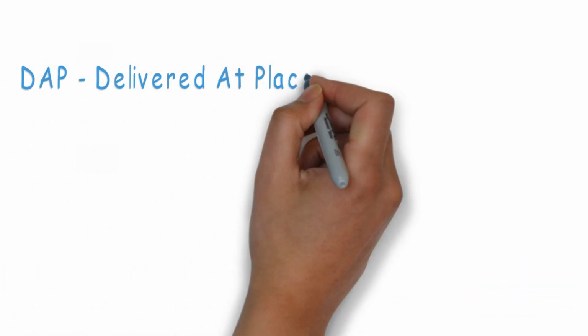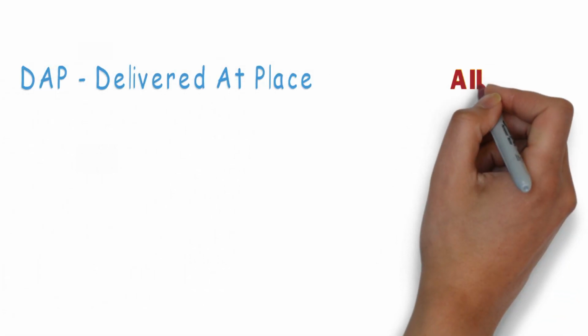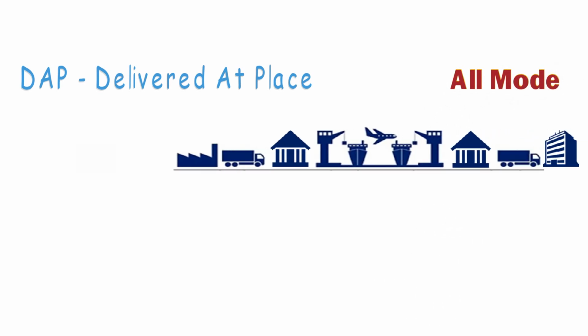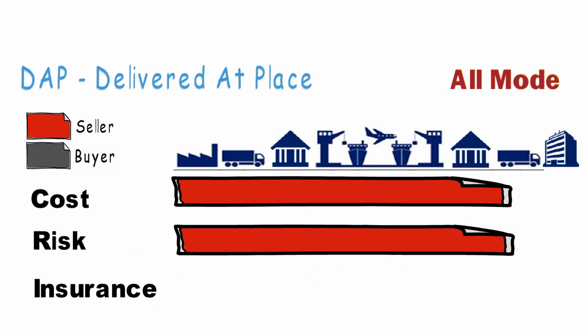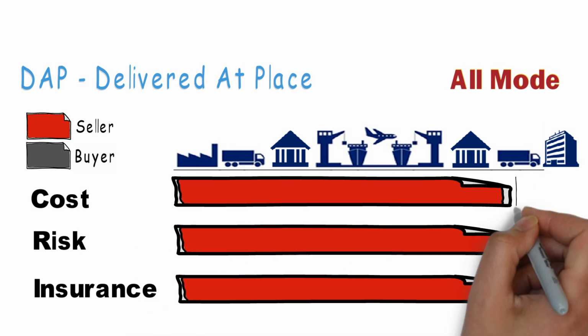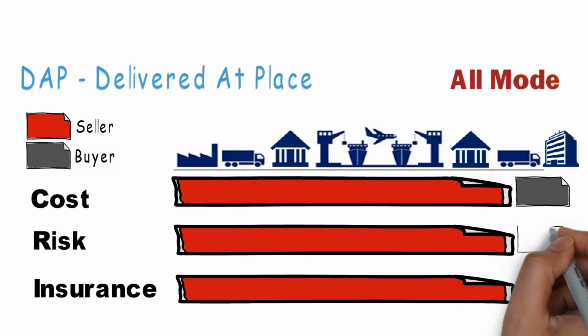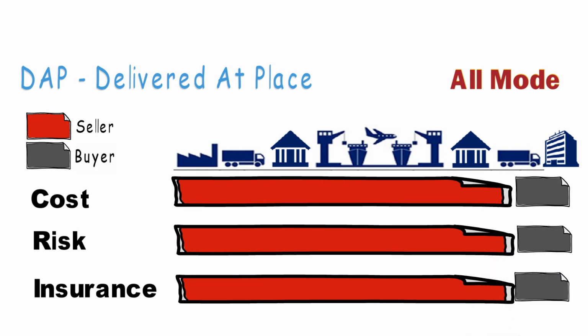Delivered at Place. The seller delivers the goods when they are placed at the disposal of the buyer on the arriving means of transport, ready for unloading at the named place of destination, customs cleared. Duty is under the buyer. Parties are advised to specify as clearly as possible the point within the agreed place of destination, because risks transfer at this point from seller to buyer.